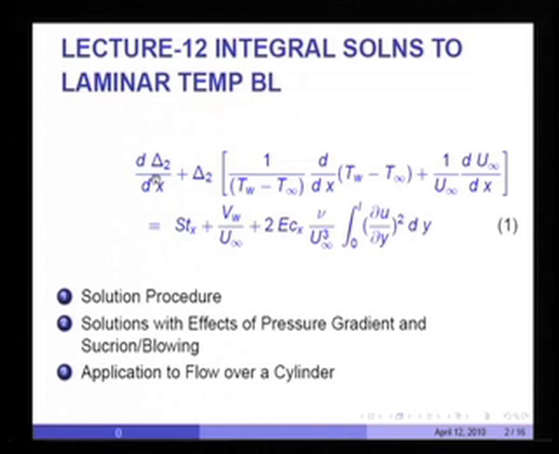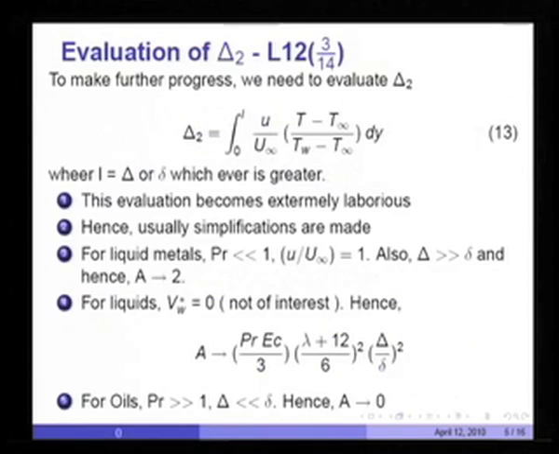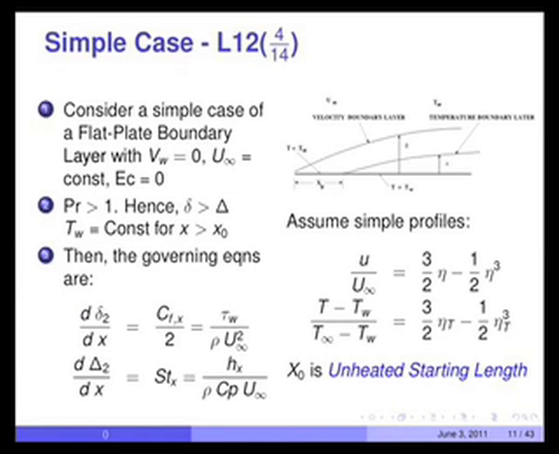So, therefore, d delta 2 by dx would equal Stanton x, the most simple form of the energy equation. And the corresponding velocity boundary layer equation will be d delta 2 by dx equals C f x by 2, equal to tau wall over rho u infinity squared. I am also going to consider the case of Prandtl greater than 1. So, delta will be bigger than the thermal boundary layer thickness delta T.